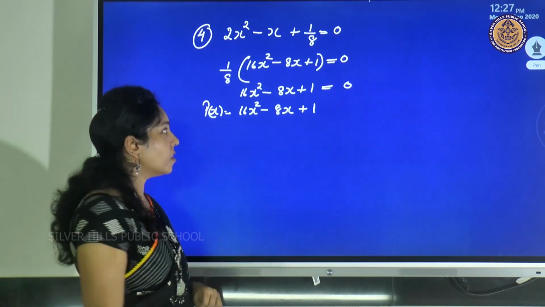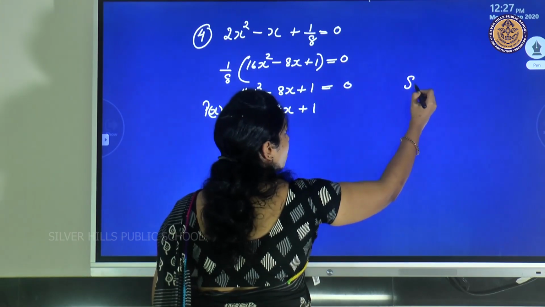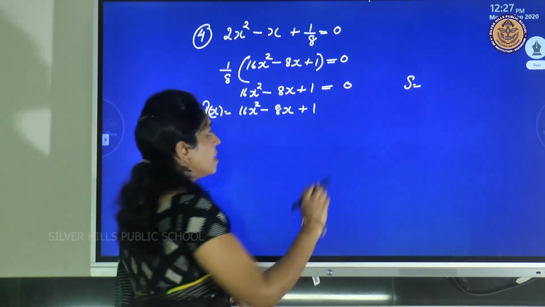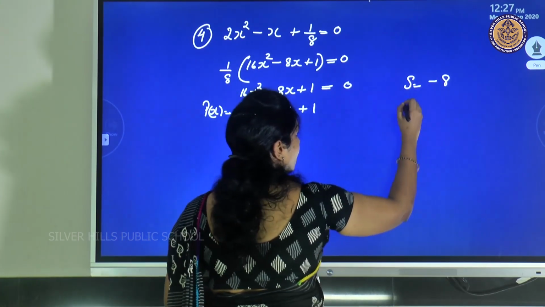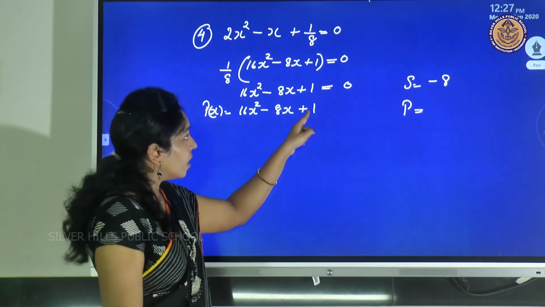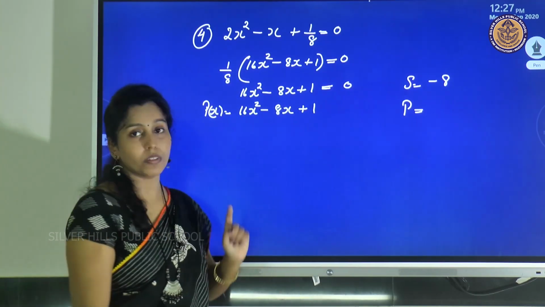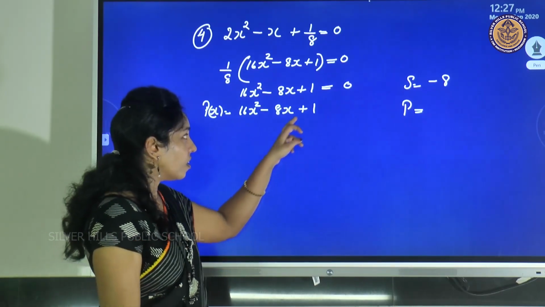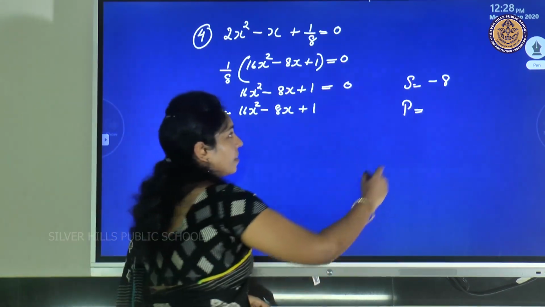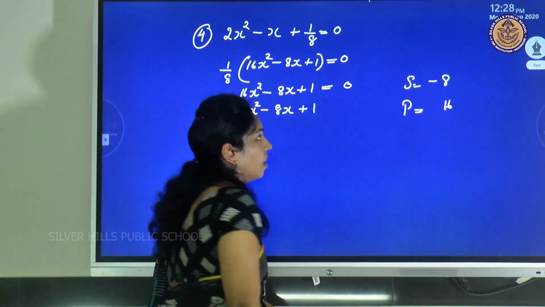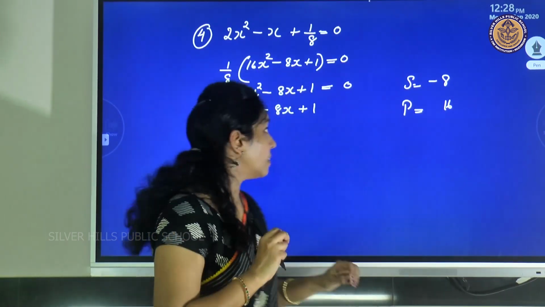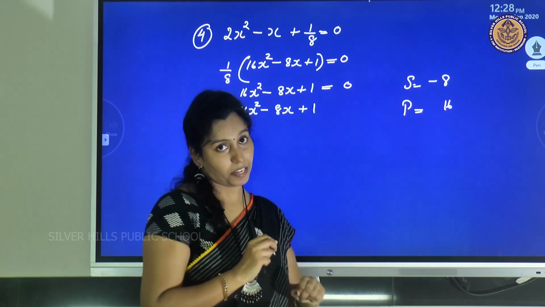I need two numbers whose sum is equal to, what will be the sum? What's the coefficient of x here? Minus 8. Sum is minus 8. And what's the product? Product is equal to the constant term into the coefficient of x square. So, here the constant term is 1, 1 into 16, that's equal to 16. So, think, what are those two numbers whose product is 16 and sum equals minus 8.